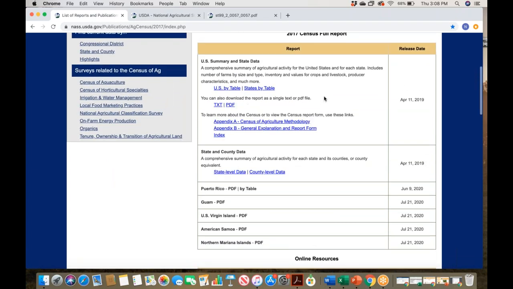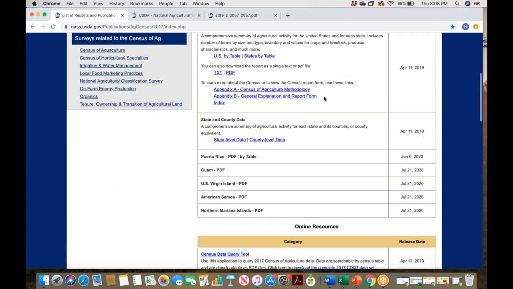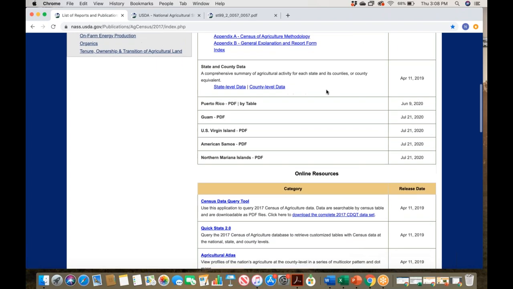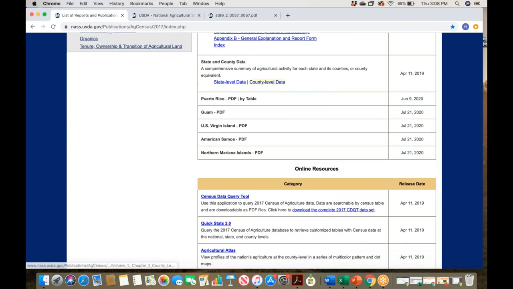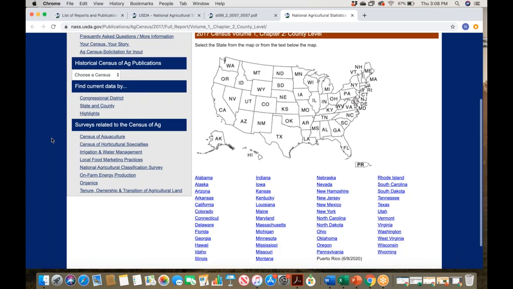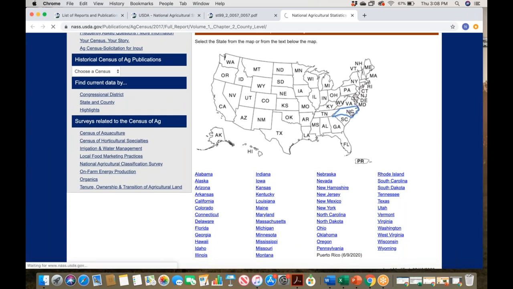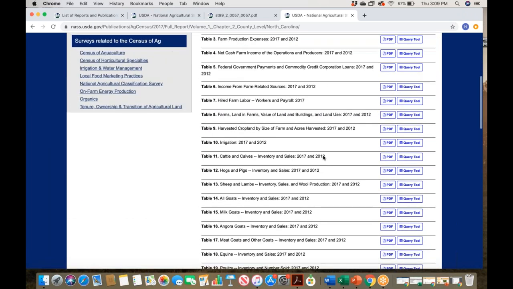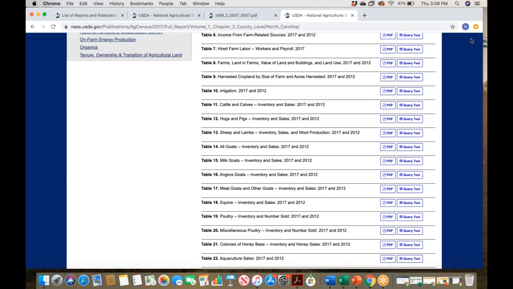Next, I'll go back to this main page, and you can find information in these appendices about how this was structured, the methodology and general explanations. State and county data. So a lot of us are serving tribal communities, and we want to drill down to a more specific area. I'm going to pick on my home because I know about it. So there's North Carolina. Again, quite a number of tables here. I'm just going to go to cattle and calves.